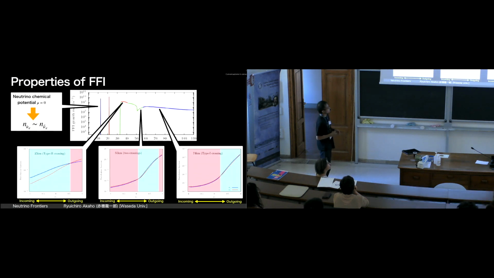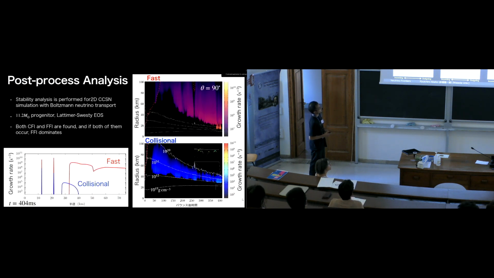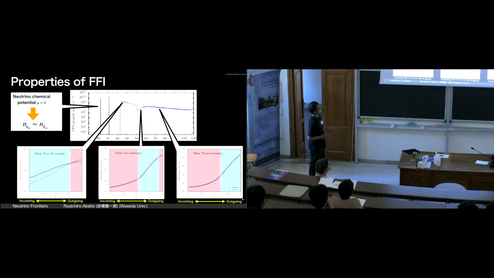So I will go into the details of the properties of the fast flavor instability observed in this model. I rewrite this red curve into several colors. So the different color means the different types of angular crossings.